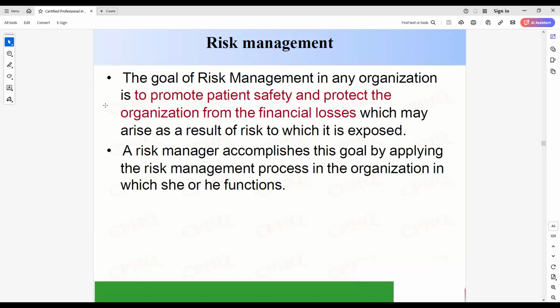The goal of risk management in any organization is to promote patient safety and protect the organization from financial losses, which may arise as a result of risks to which it is exposed. So here we're not only talking about clinical risk management. You will see we're talking about more details about risk management. A risk manager accomplishes this goal by applying the risk management process in the organization. So: promote patient safety, and protect the organization from financial losses. There are two.